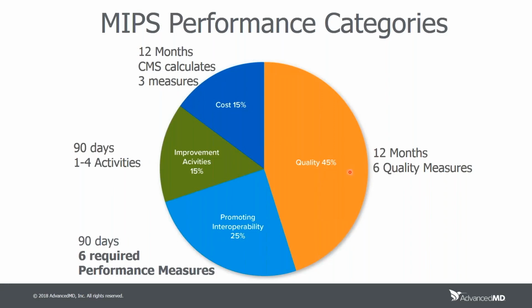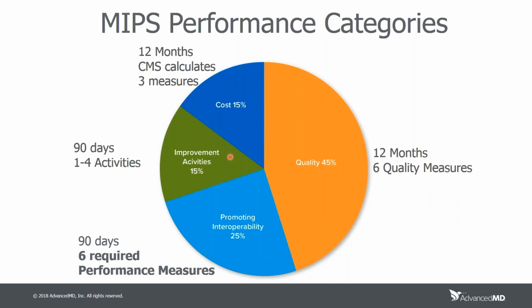It's still 12 months, and it's still at least 6 quality measures. For promoting interoperability, it's 25%, like it has been in the past. This category has received the largest overhaul, so we'll go into those details in just a minute. But it's a 90 consecutive day period for attestation on that one. And there are 6 required performance measures starting in 2019.